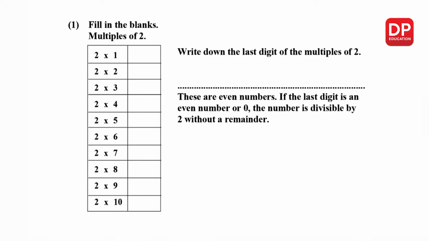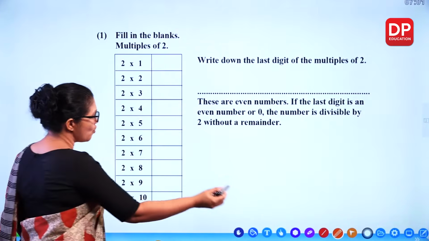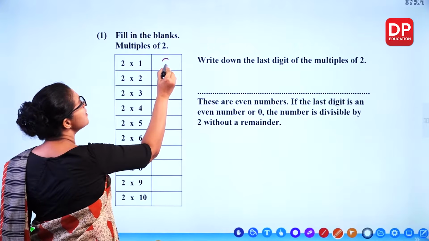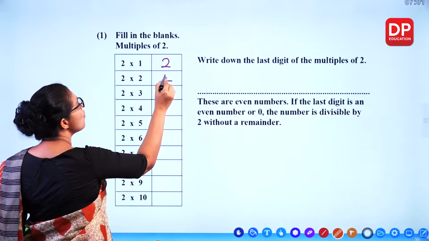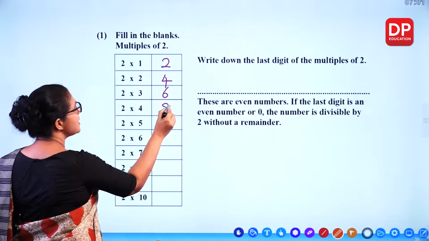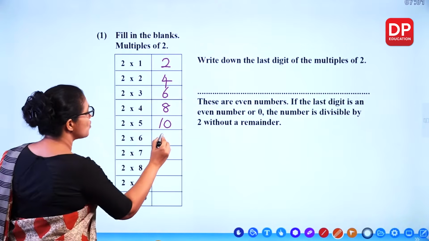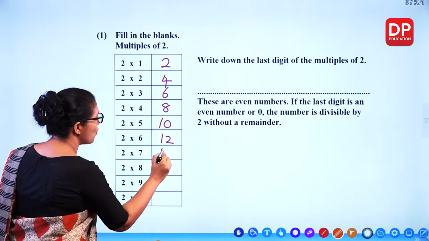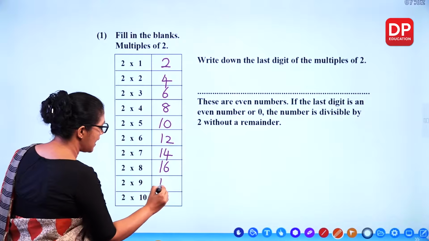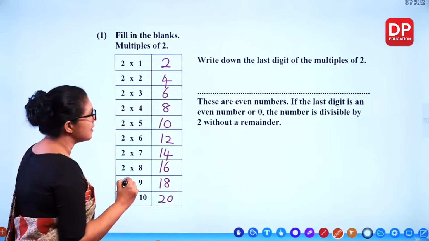Look at this one, multiples of 2. You already know multiples of 2. So, what are the multiples of 2? 2 times 1, 2. 2 times 2, 4. 2 times 3, 6. 2 times 4, 8. 2 times 5, 10. 2 times 6, 12. 2 times 7, 14. 2 times 8, 16. 2 times 9, 18. 2 times 10, 20.